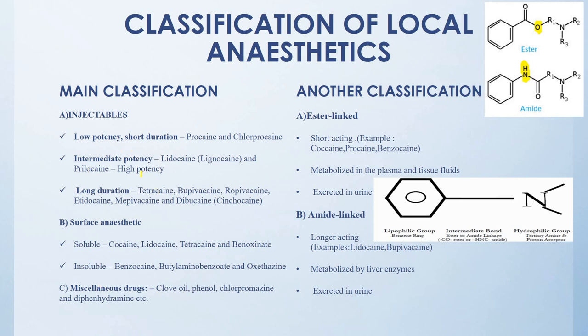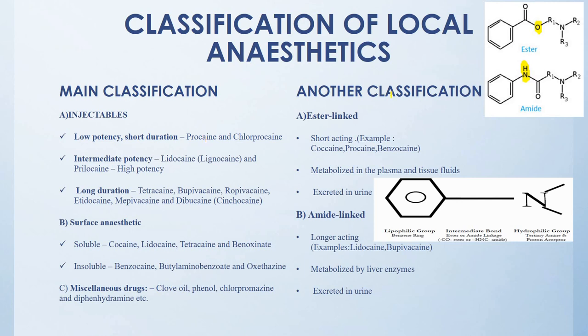In injectables, low potency, short duration examples are procaine and chloroprocaine. Intermediate is lidocaine. Long duration are tetracaine and bupivacaine. For surface anesthetics, the soluble is cocaine, insoluble is benzocaine, and the miscellaneous are clove oil, phenol, chlorpromazine. So dear students, this classification is very, very important for all of you. If you are asked to write the classification of local anesthetics, you have to write only this. You have to remember this classification along with its subtypes and the example drugs.